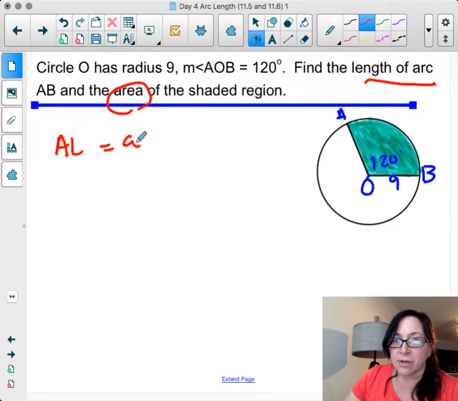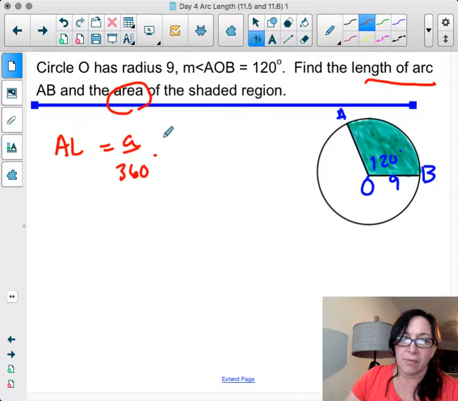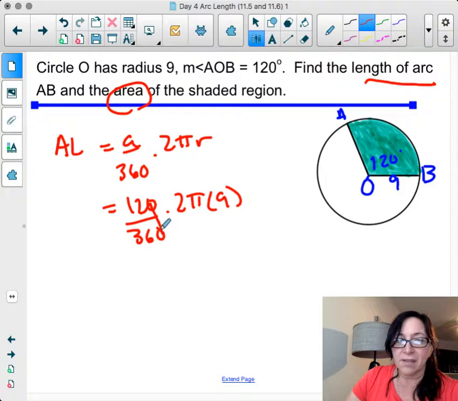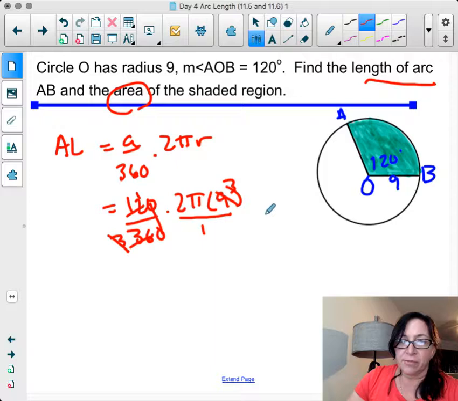The arc length is arc degree over 360 times 2 pi r. So our arc degree is 120 over 360 times 2 times pi times a radius. These cancel. 1 over 3. I'm going to cancel this 3 into the 9, and that makes 3 up there. And so I have 3 times 2, which is 6. So my arc length is 6 pi.